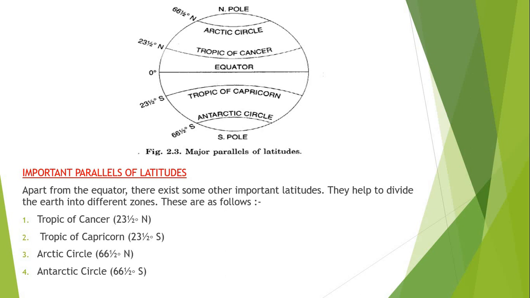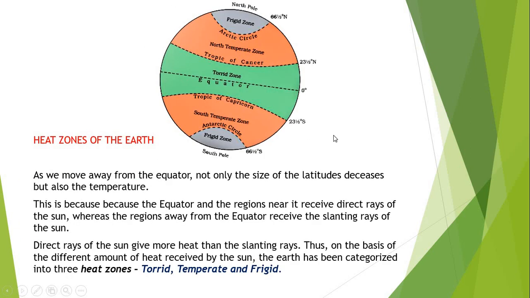Next, if we come to the southern hemisphere, Tropic of Capricorn is one of the main important latitudes and the degree is 23.5 degrees south, and Antarctic Circle which has the degree 66.5 degrees south.